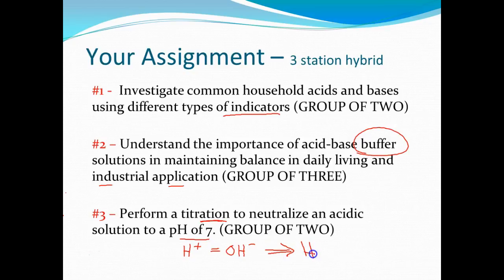Remember, that means when all the H's have been neutralized with all the other OH minuses. And what does that make? That makes water, and that gives us a pH of 7. So that's what that neutralization means. That's the concept today. What does it mean to neutralize? And that's it right there. Make water out of my acids and base. So go learn and enjoy.